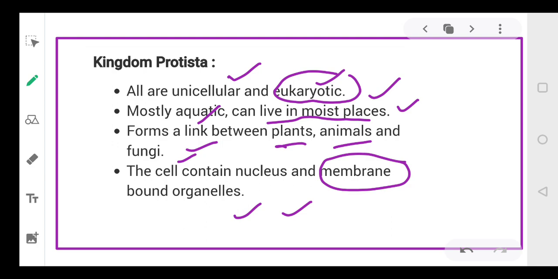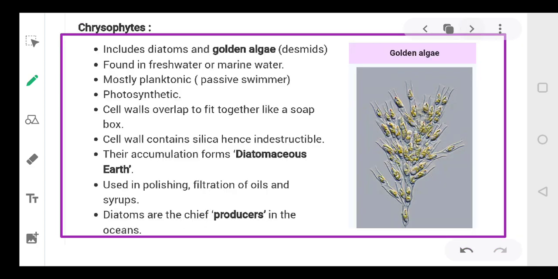Now Protista is further divided into different classes. The very first class is chrysophytes. The chrysophytes contain diatoms and the golden algae. The golden algae is the best example. See, in the picture I have shown you the golden algae. It gives an appearance related to the golden color, so it is referred to as golden algae. So golden algae belongs to chrysophytes.